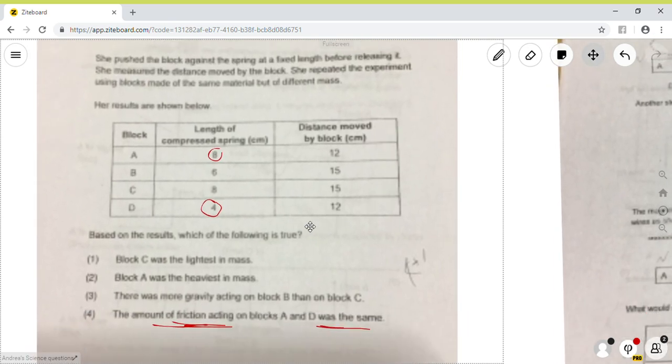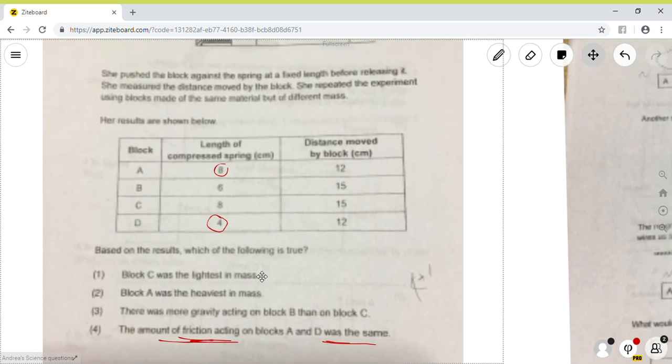Usually what we do is look at all the options. 1, 2, 3, 4. Let's look at option 1. Block C was the lightest in mass. We can try to deduce. It moves the furthest with the least compression. When it's 8 cm, it shows they didn't compress a lot. 4 cm means they compressed a lot. So least compression, moves the furthest. Okay, so this one is true.